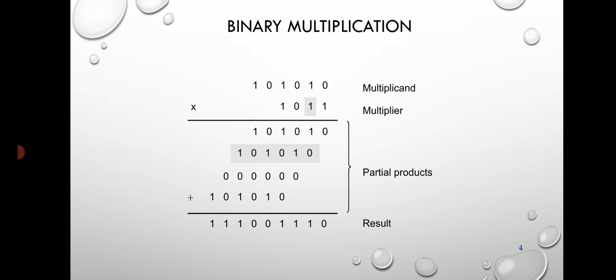If we consider the multiplicand as a and the multiplier as b, the product will be equal to multiplicand times multiplier, that is a times b. For a 4-bit signed 2's complement multiplicand a times a 4-bit multiplier b, the product p is equal to a times b.